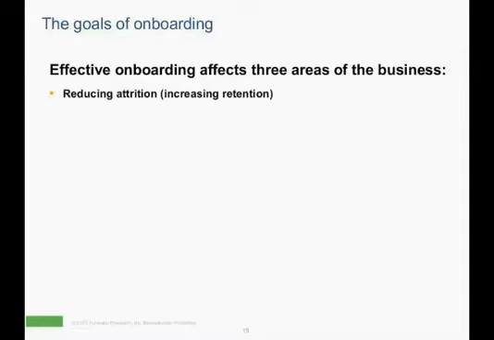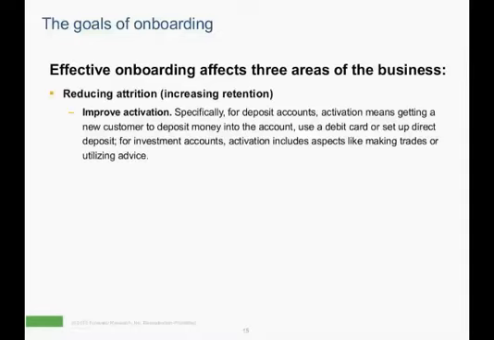How does it reduce attrition? Well, it does it in one of two ways. It improves activation. So if customers who buy a product begin using that product on its very simple basis, they're less likely to leave. Activation means different things for different products. From a deposit perspective, it might include depositing money in the account. From a credit card perspective, it might be activating the card and actually making a purchase. For investment accounts, it might be making a trade. For investment accounts that have advisory associated with them, it might be working with an advisor.